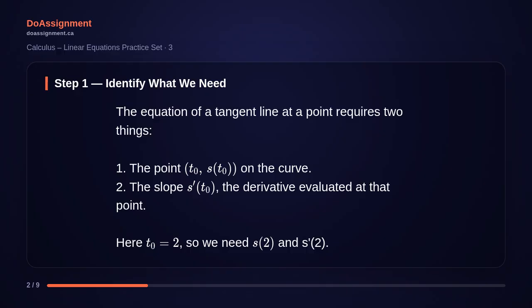To write the equation of a tangent line, we need two ingredients: the point on the curve at t equals 2 and the slope of the curve at that same point, which comes from the derivative.